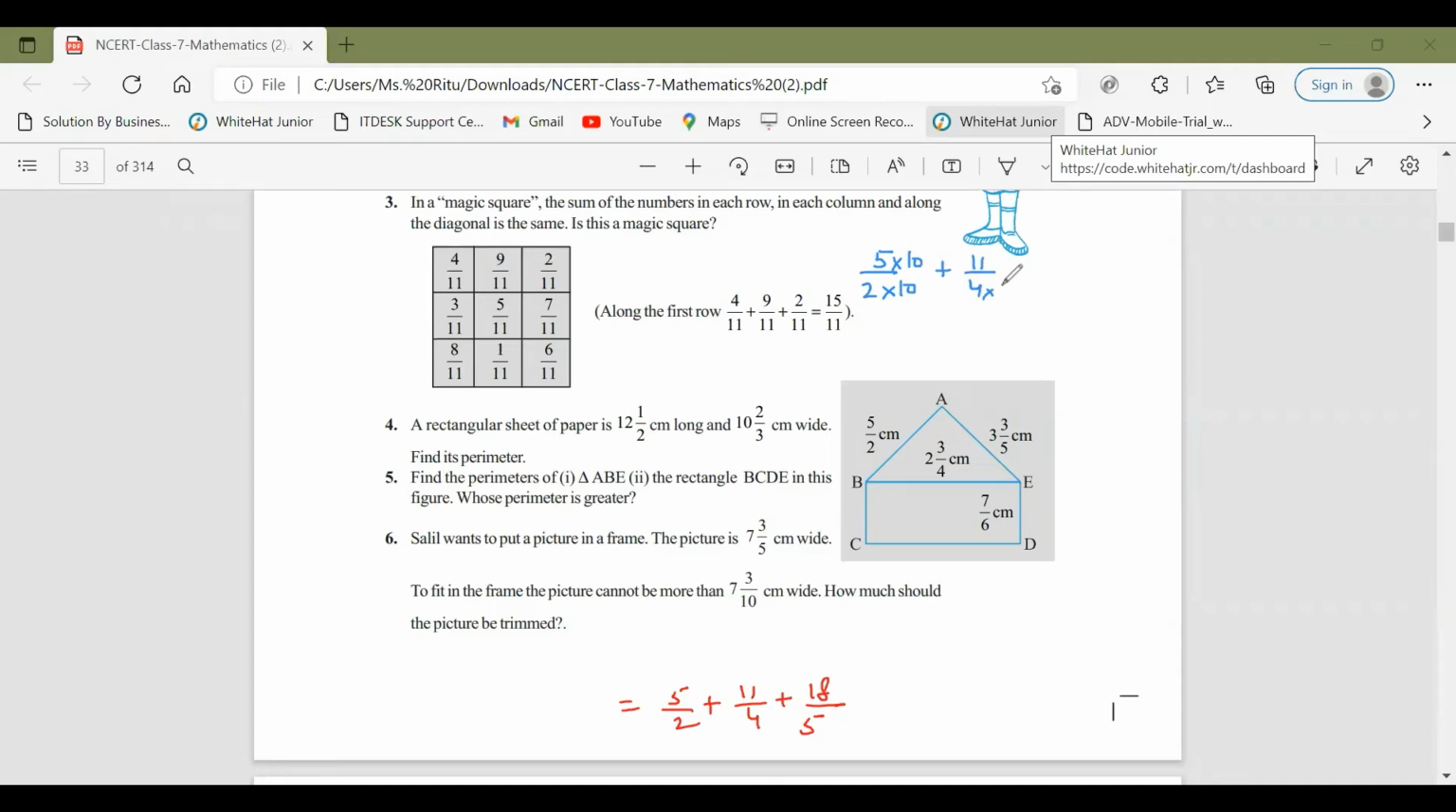11/4 को we will multiply by 5. आपको सिर्फ डिनोमिनेटर पे ध्यान देना है कि इसको 20 कैसे बनाएं, किससे मल्टीप्लाई करें कि 20 बन जाए. Okay, now this would be 50/20 + 55/20 + 72/20. तीनों सेम हो गए. अब आपको सिंपली डिनोमिनेटर्स ऐड करने हैं. Denominator would remain same. Once we add it, we will get the answer of the perimeter of triangle ABE.